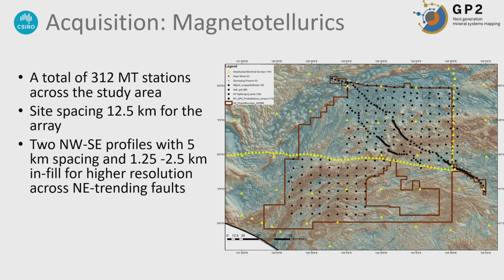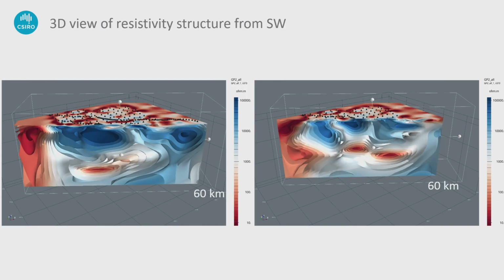So all the black points on that map are the new MT sites. The yellow ones are the ones that we had before GP2 existed. So it really shows you that we try to cover the area and infill into the Ostlem MT survey, which is 50 kilometers spaced, to get much better resolution. So it's just some of the results that we get out.